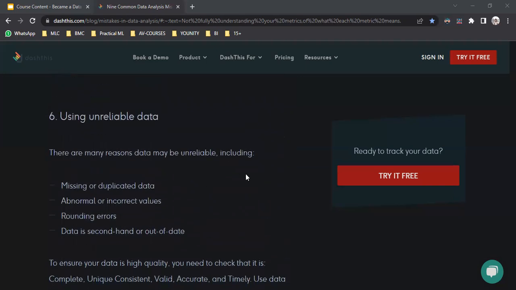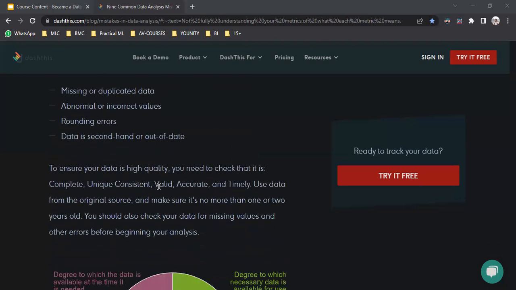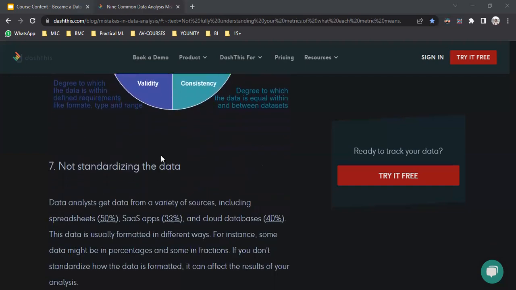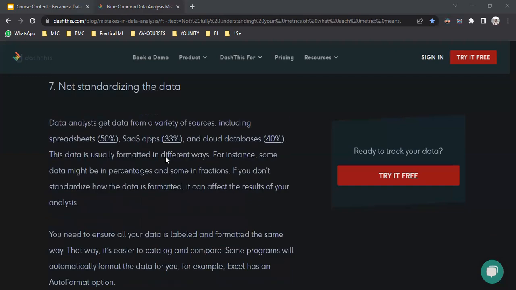Also there is unreliable data. You need to know what exactly the data is, and whether it contains duplicate data, missing values, incorrect values, or rounding errors. You also need to figure out how much accuracy, completeness, uniqueness and consistency the data has, so that you avoid those kinds of mistakes. Few people also know about the standardization of data.